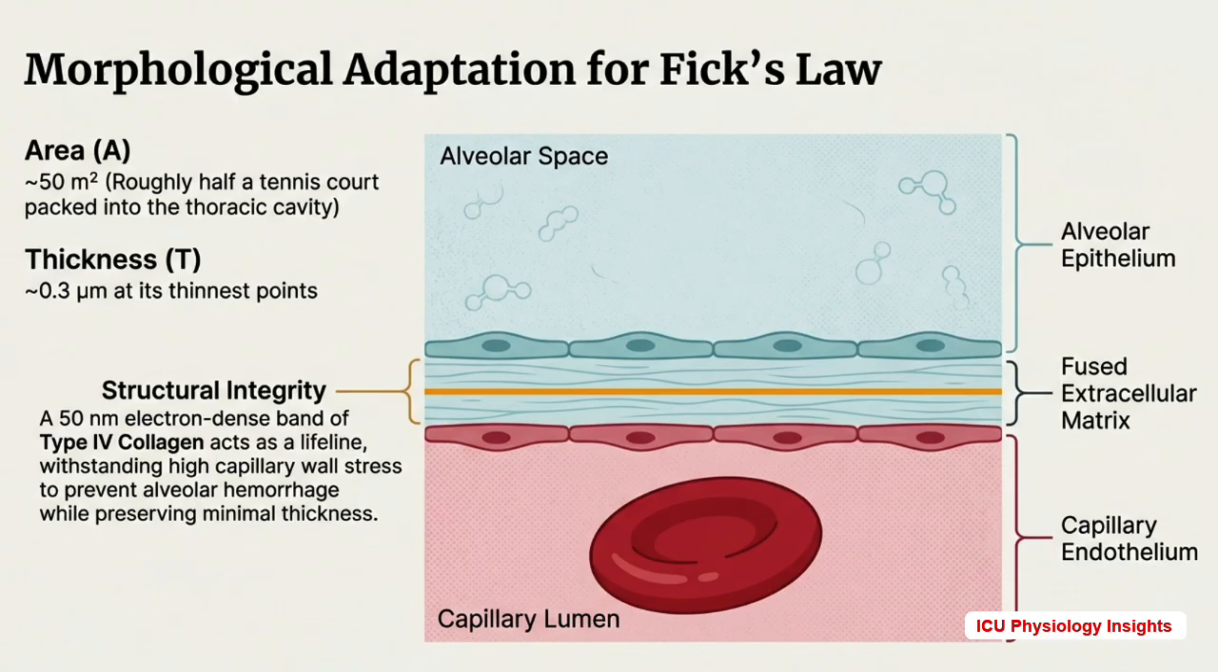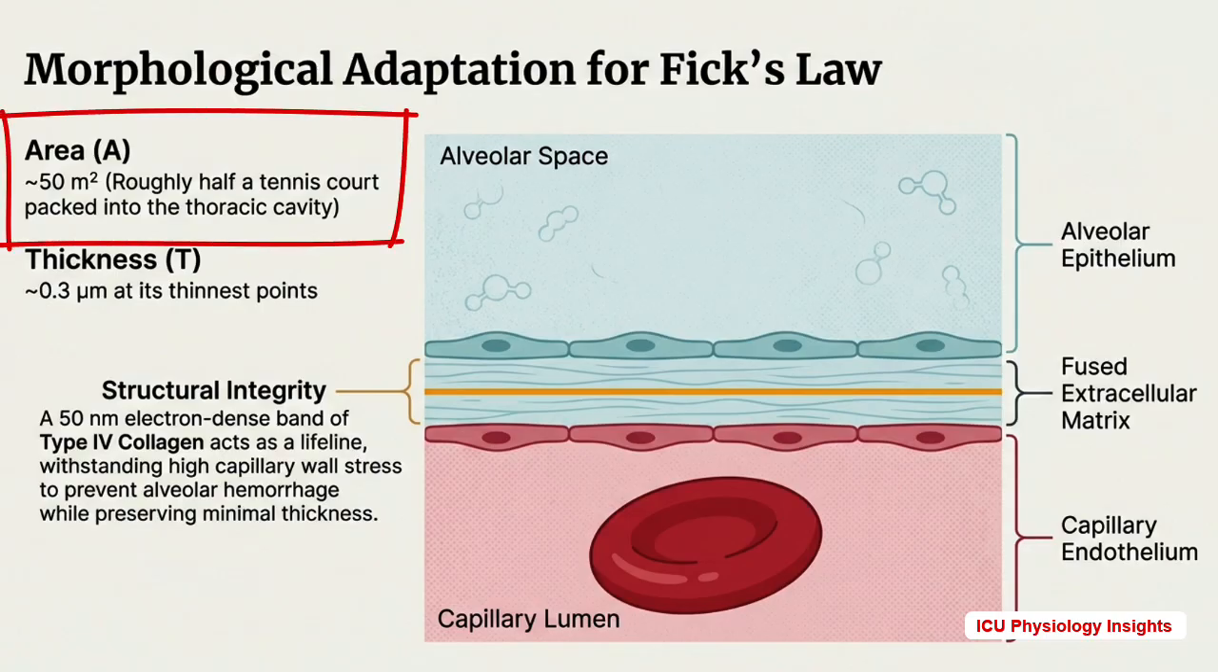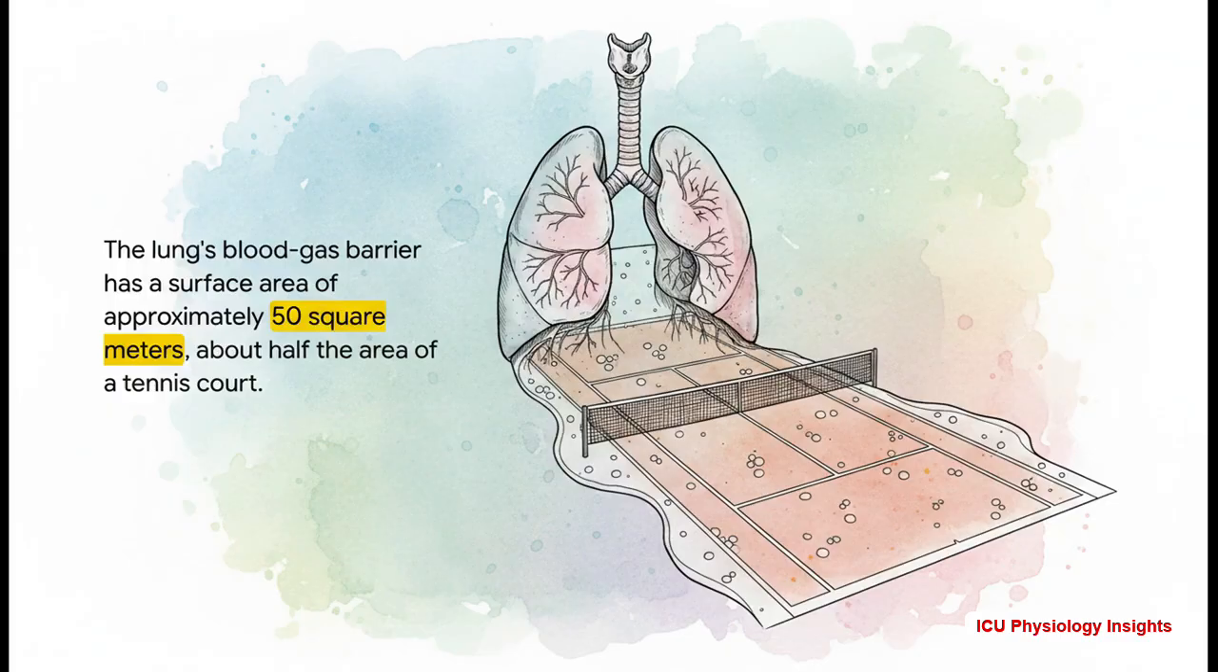Okay, let's talk about that area variable. The lung is just a masterpiece of biological engineering when it comes to maximizing this part of Fick's law. It manages to pack a massive surface area, somewhere between 50 and 100 square meters, all inside your chest. To put that in perspective, that's roughly half a tennis court. This huge area is probably the single most important factor for maximizing gas exchange.